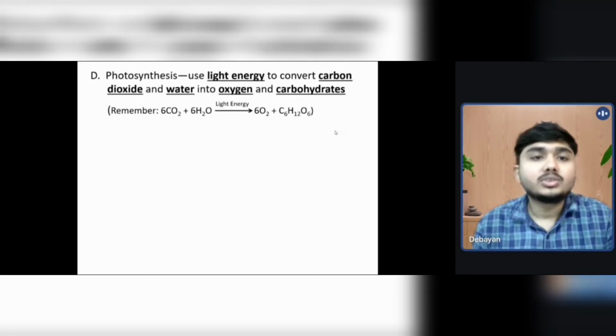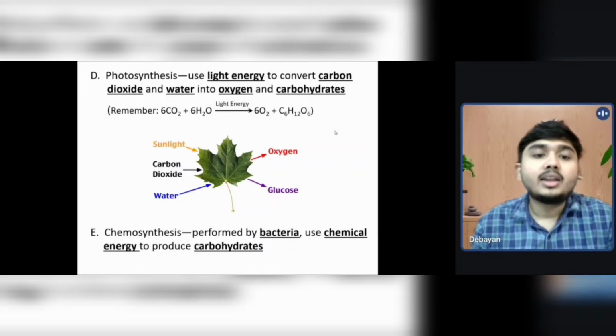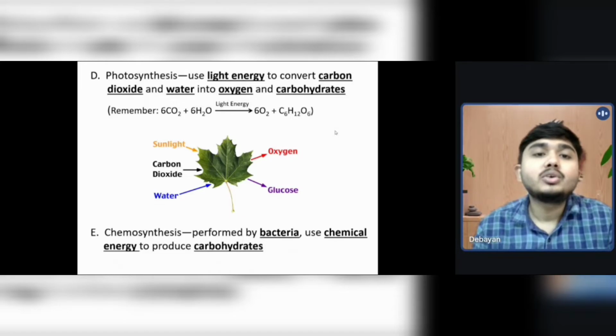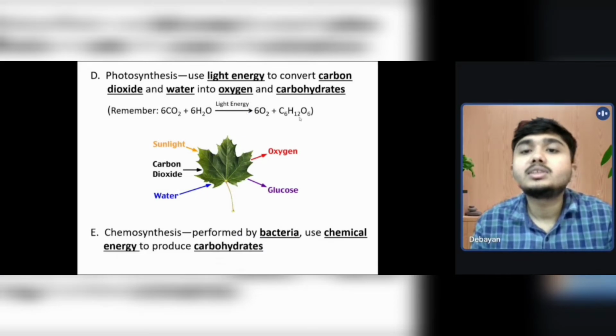Next, what is photosynthesis? Photosynthesis is the process by which trees use light energy to convert carbon dioxide and water into oxygen and carbohydrates. And what is chemosynthesis? A new term here. This is performed by bacteria that use chemical energy to produce carbohydrates. So here is the equation: 6 CO2 plus 6 H2O, with light energy, is converted into 6 O2 plus C6H12O6. This is called glucose, which is the main energy source of our living system.